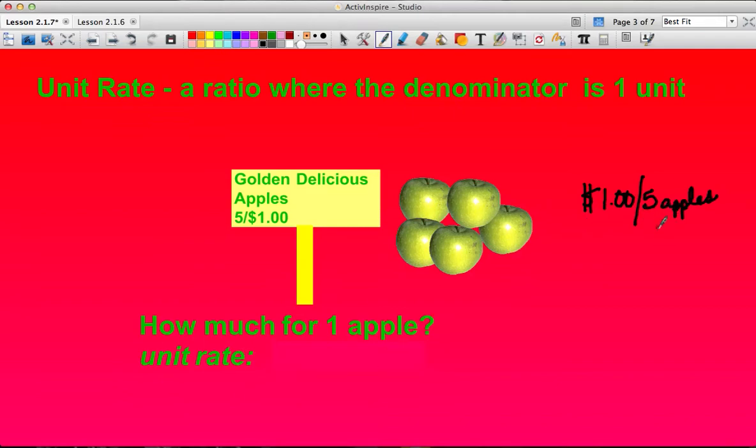So since we need to get this down to 1, and we know the rule is what I do to one side, I do to the other, I know I need to divide this side by 5, and I need to divide this side by 5. Okay, so in this case, I get 20 cents for every 1 apple.